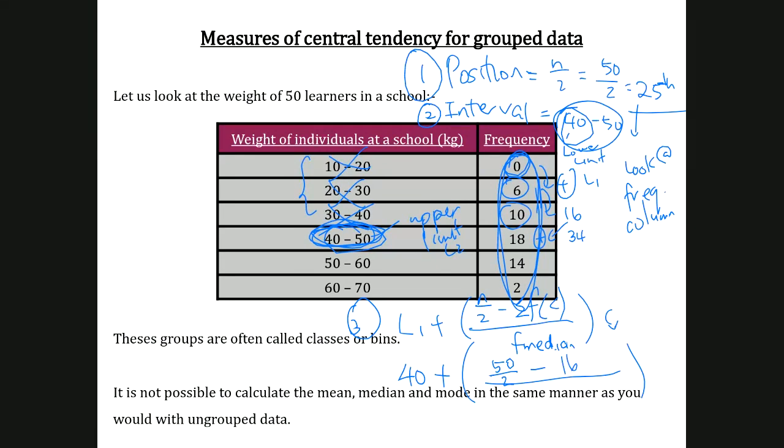Then in your denominator, it's saying the frequency of the median group. So the median group is the 40 to 50. Its frequency is 18. And then on the outside, you have the value of C, which is your interval width, which basically means the difference between 40 and 50. And here, remember, it's including the number 40, excluding number 50. So technically 40 till 49, including 40 and including 49.